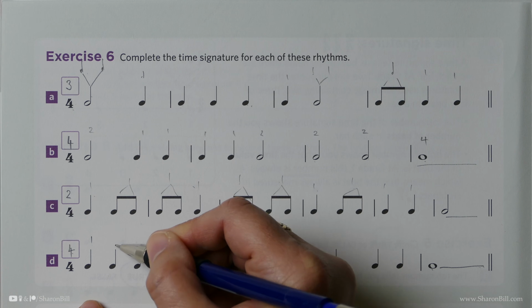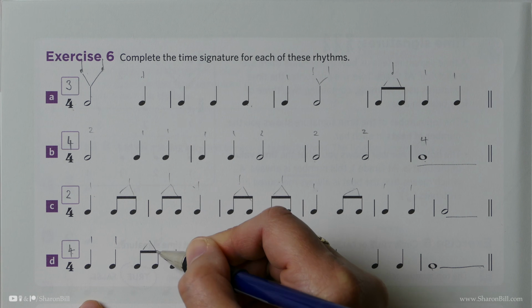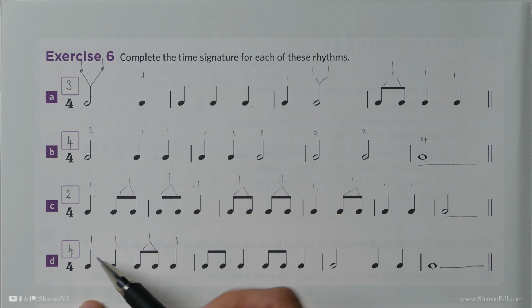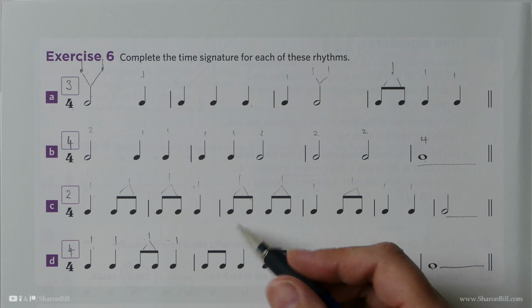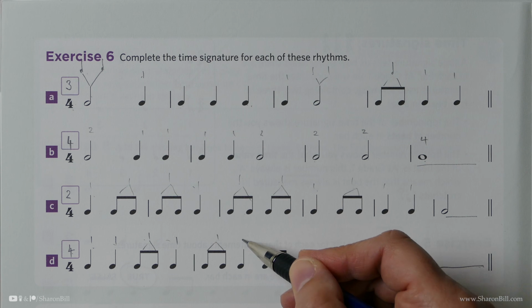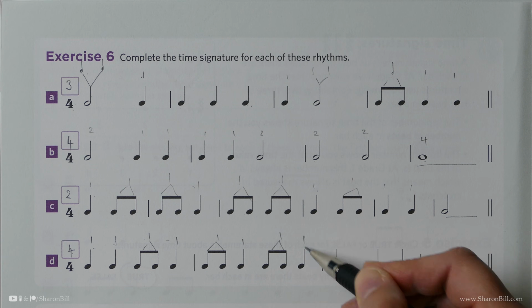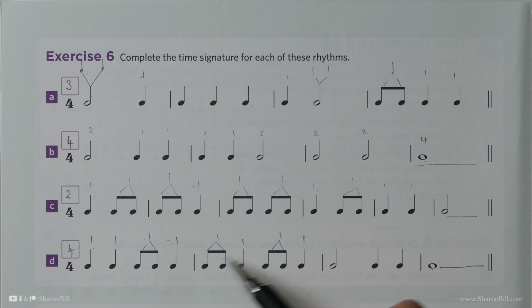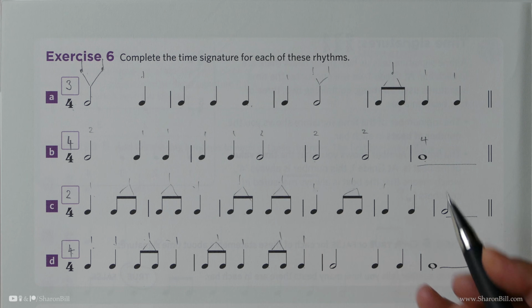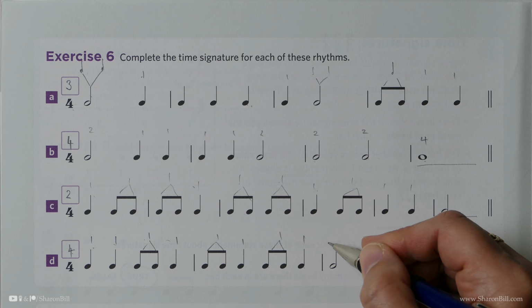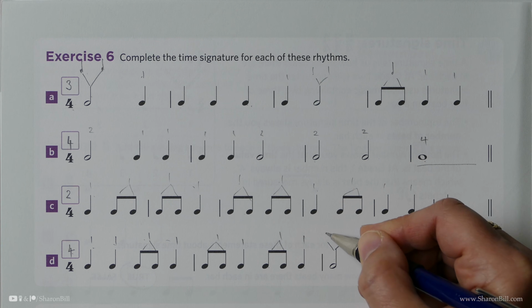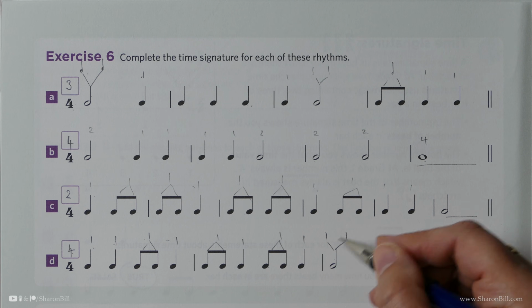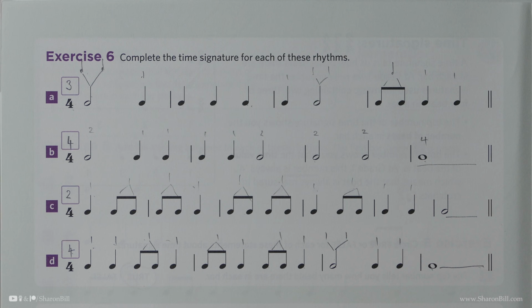So 1 add 1, 2 halves gives us 1 plus 1, 1, 2, 3, 4. 2 halves is 1, there's 1, 2 halves, 1. So that's 1, 2, 3, 4. Now a 2-beat note, because a minim divides into 2 crotchets, 1 plus 1 plus 1 plus 1 is 4.